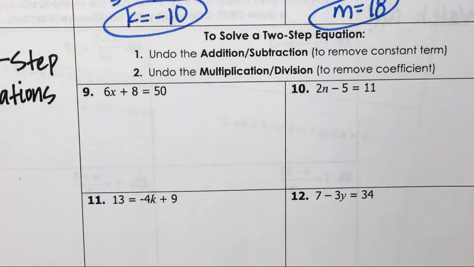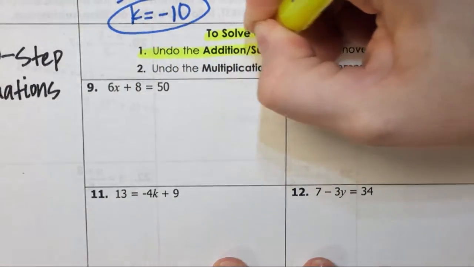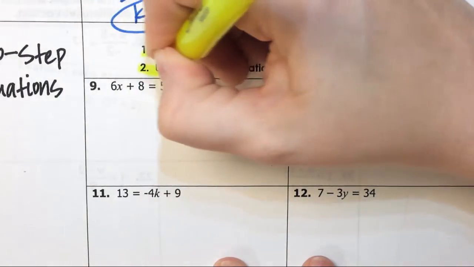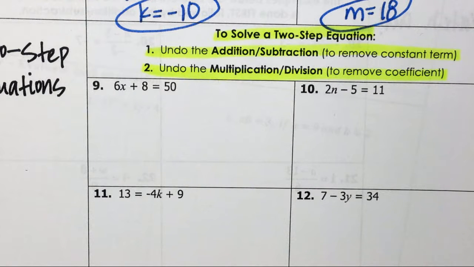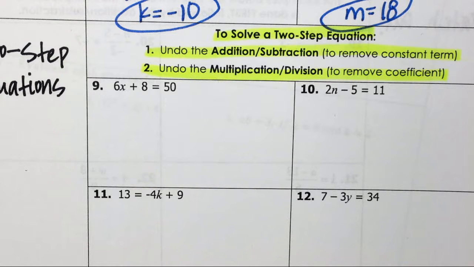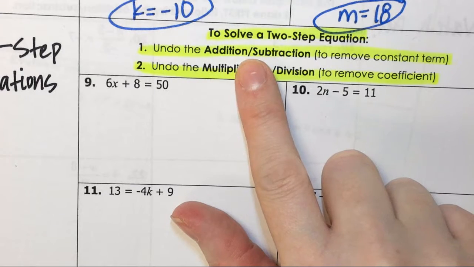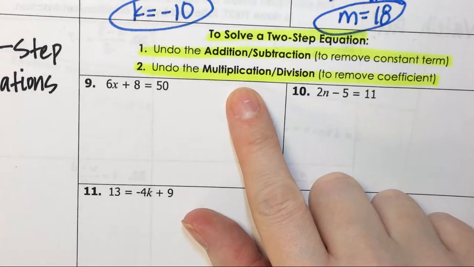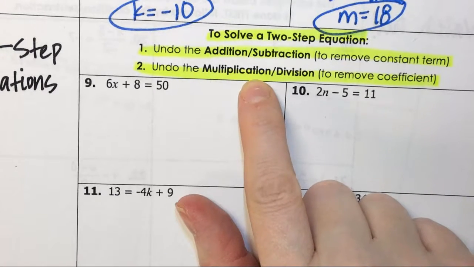If you have a highlighter, highlight this part. This is the most important stuff. If you don't have a highlighter, you could either underline it or maybe borrow somebody next to you. Step 1 is we always undo the addition or subtraction first. Step 2, undo the multiplication or division. Always do this every single time and you'll get the right answer.